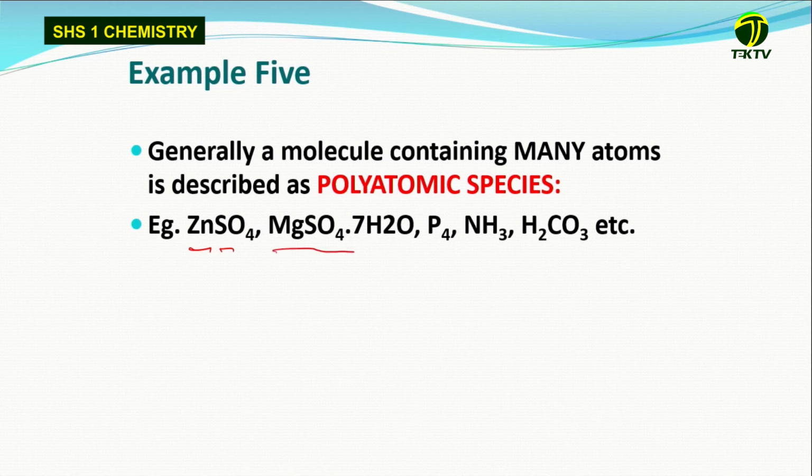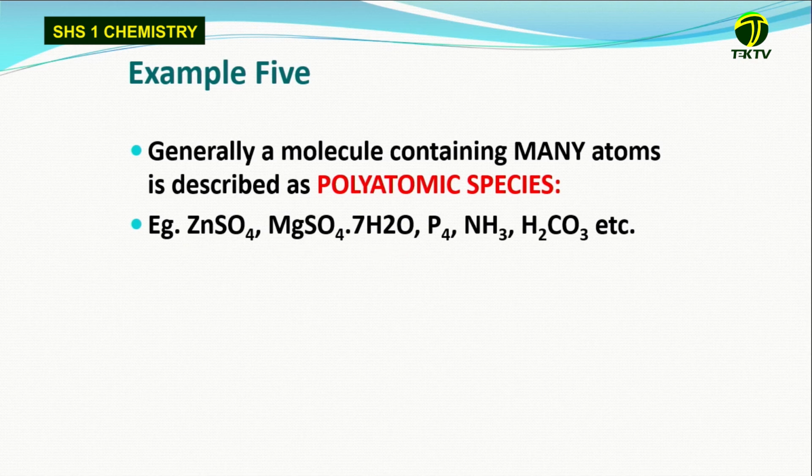Let's take magnesium sulfate heptahydrate. We have the magnesium, the sulfur, the oxygen. Even there we have 6 atoms. Then we come to the water. We have 7 affecting the water. Phosphorus, P4, NH3, all these have many atoms, and we call them polyatomic species.